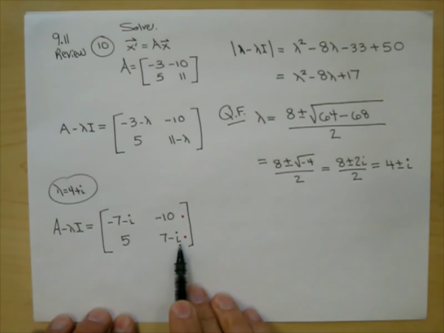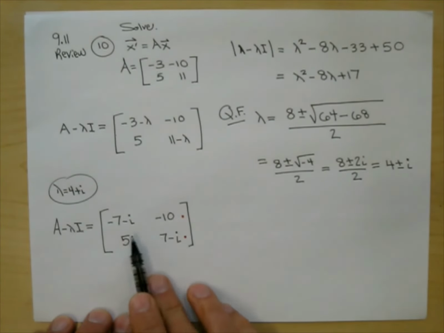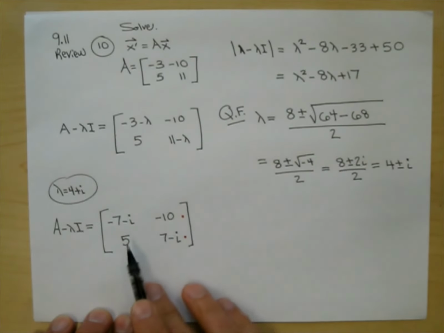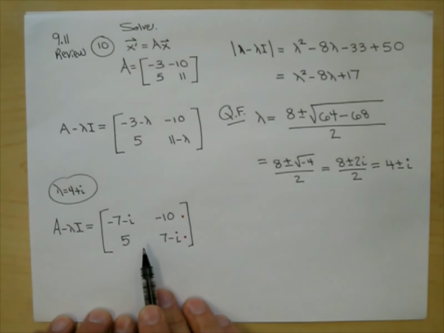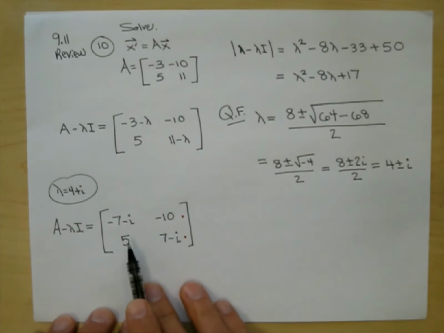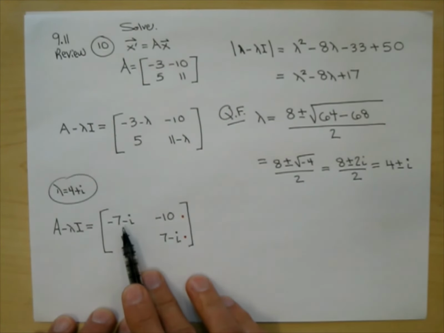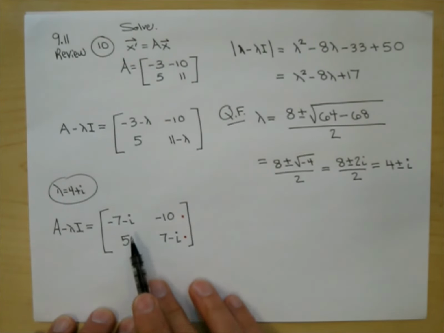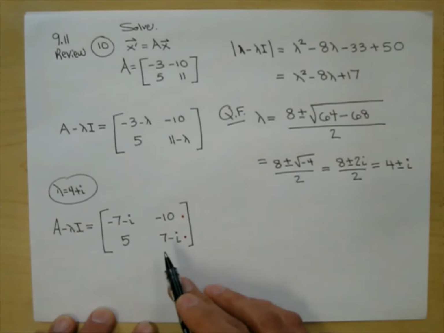I want to make the realization that both of those rows are scalar multiples of each other. I'm not going to verify it this time. If you've done all your work correct, that's what it will be. But you can try multiplying the top one by 5 and the bottom one by negative 7 minus I, and you end up getting the same row for both rows.